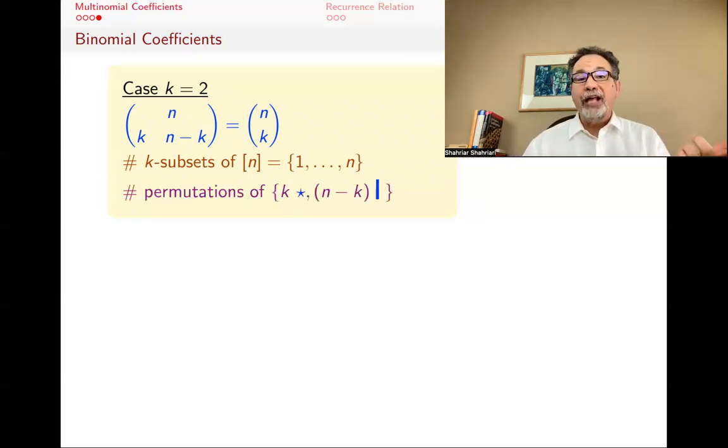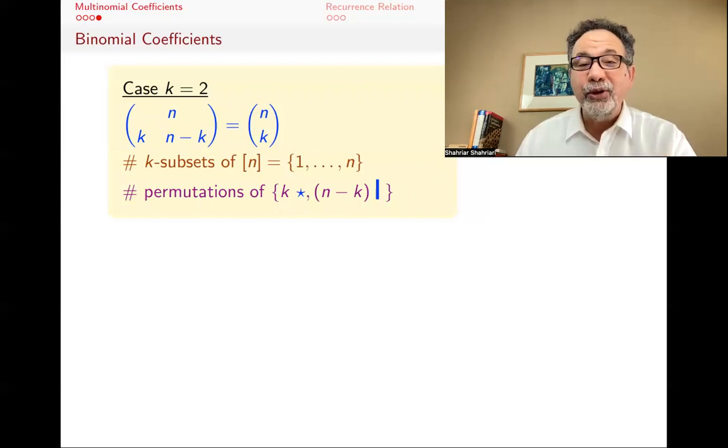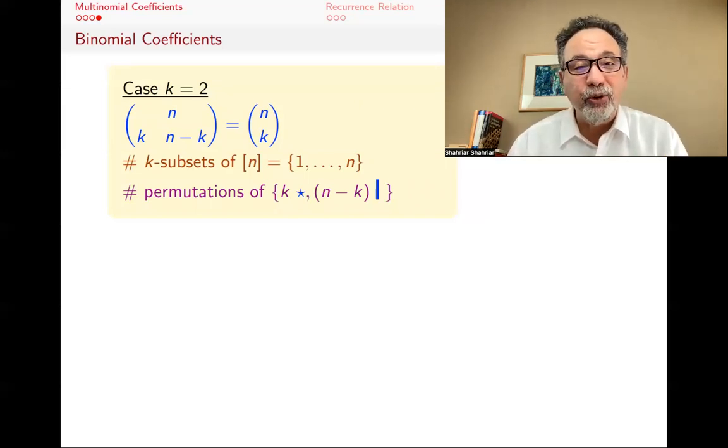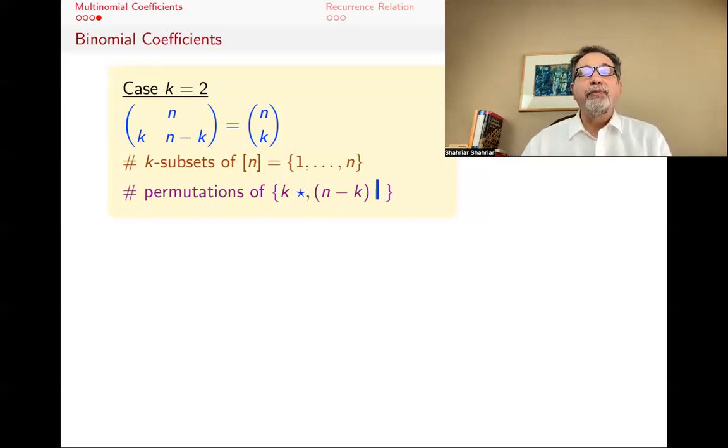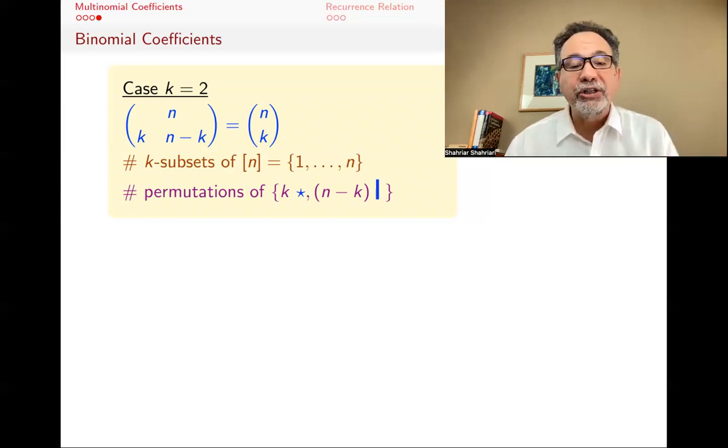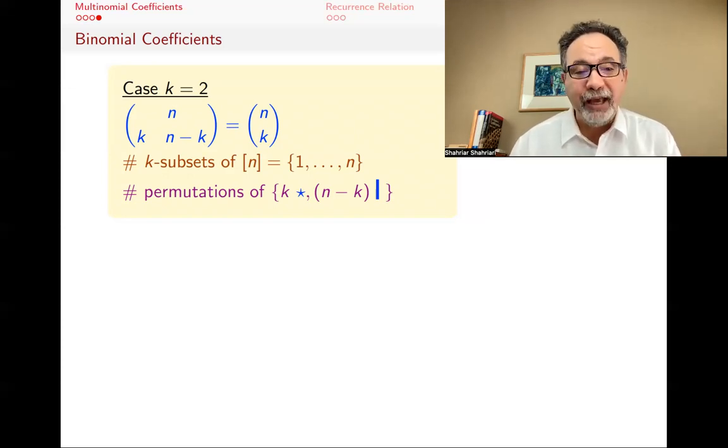But we also just now saw that because it's a binomial coefficient, it is a special case of a multinomial coefficient, so it's also the number of permutations of a multiset with 2 types of things. Often, for example, I can say k stars and n minus k bars. And how many permutations these have is the same as n choose k.